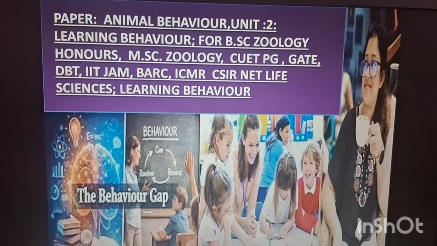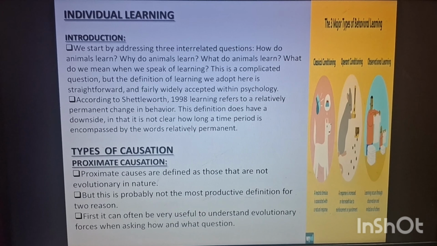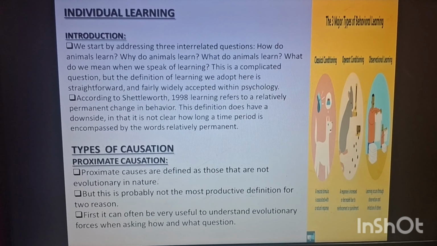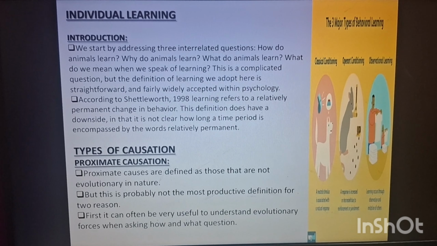Paper Animal Behavior, Unit 2 Learning Behavior, and the topic is Introduction of the Learning Behavior. We start by addressing three interrelated questions. That is, how do animals learn? Why do animals learn? What do animals learn? What do we mean when we speak of learning? This is a complicated question, but the definition of learning we adopt here is straightforward and fairly widely accepted within psychology.